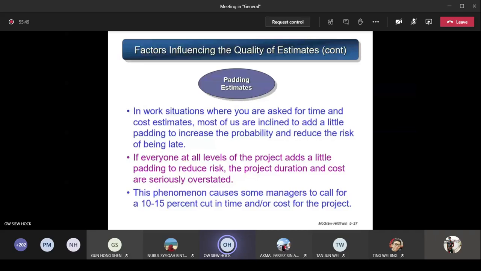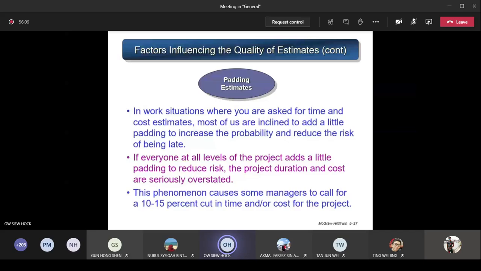So they know that whatever value you give to them, the time or the total cost, the manager knows there will be some padding going on. So I'm going to cut whatever amount or time frame you give to me. I cut the total amount by 10 to 15% first. You understand? So the managers know people will do padding.